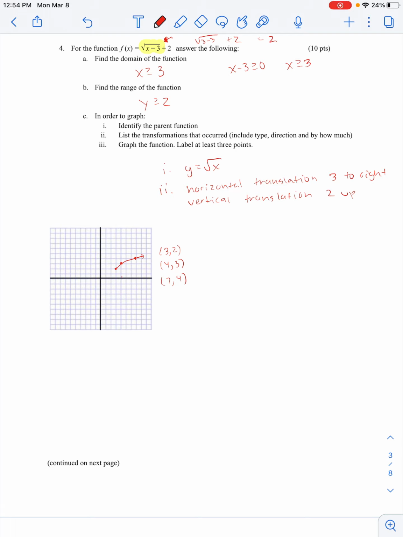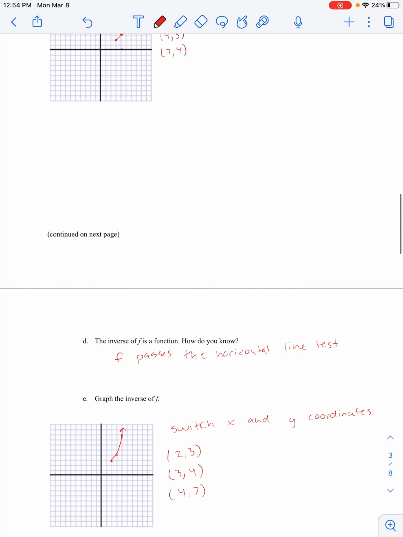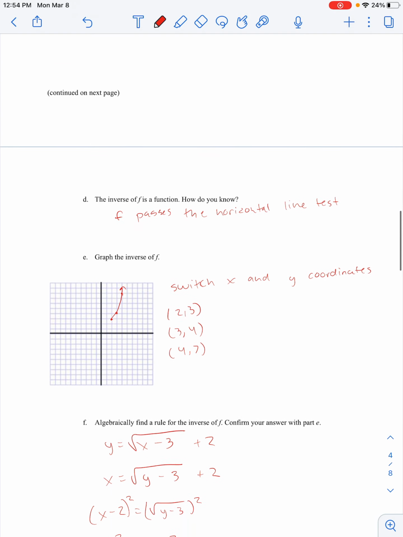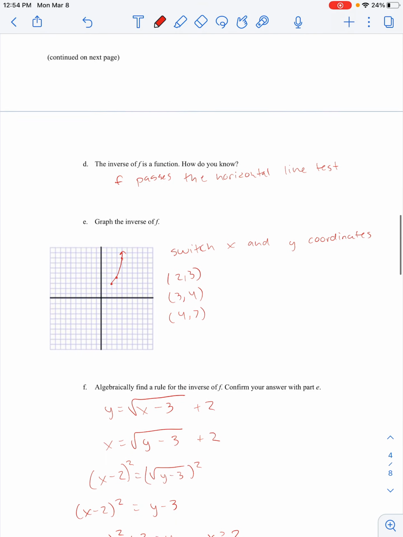The parent function is the square root, which is y equals square root of x. And then we have a horizontal translation of 3 to the right and a vertical translation 2 up. And your graph should look like this. We know that the inverse of f is a function because it passes the horizontal line test.